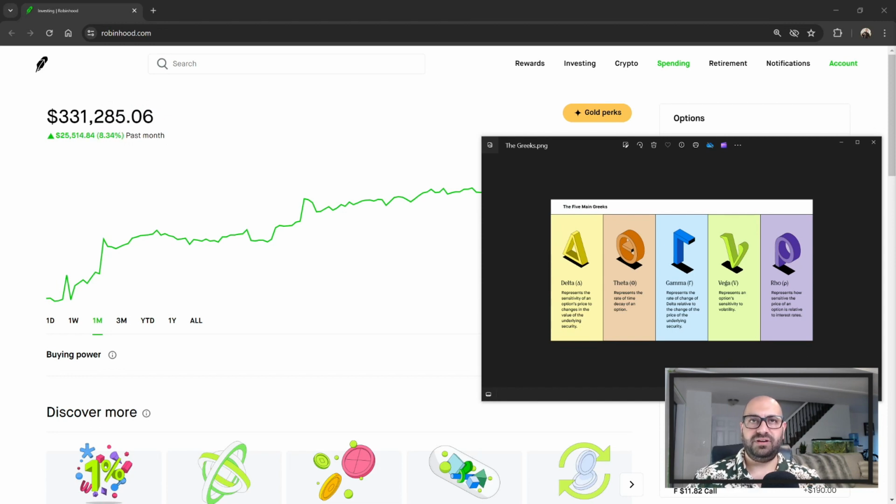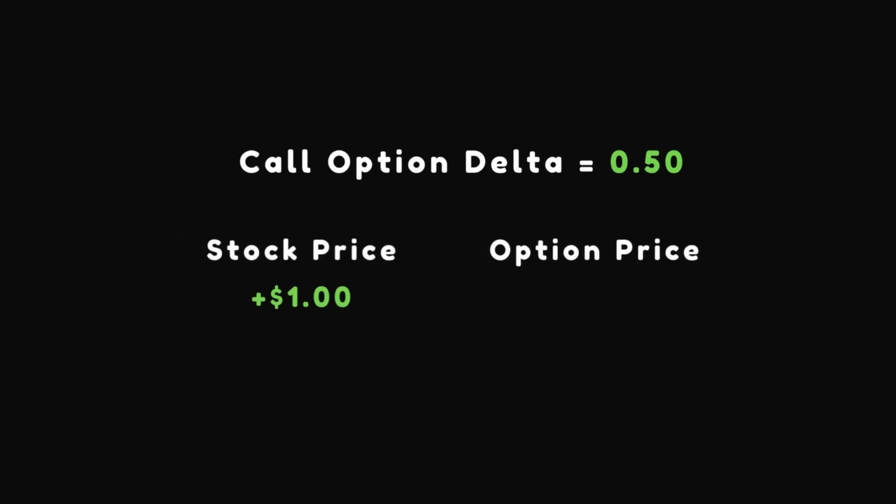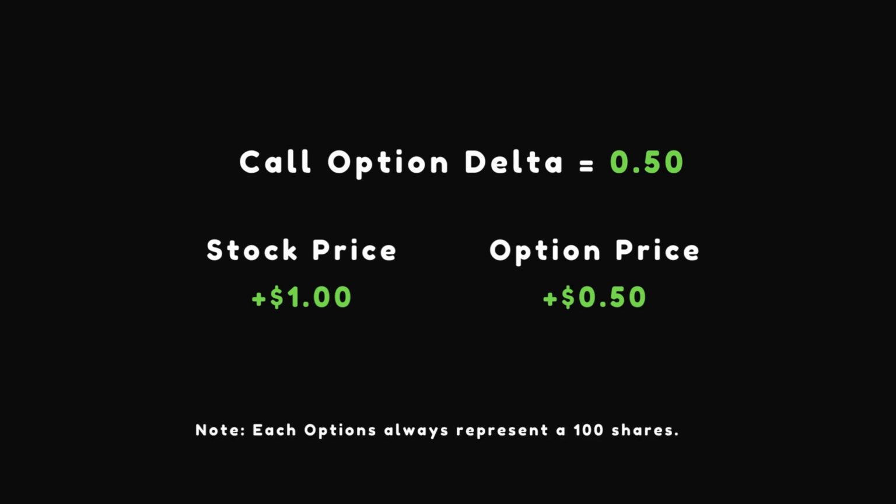Delta. Delta is one of the most important and most used among option Greeks. It measures how much an option price is expected to move for every $1 in the price of the underlying asset. Imagine you have an option that has a delta of 0.5. This means for every $1 increase of the underlying asset, the option price is expected to increase by 50 cents per share or $50 per contract. Remember, each option controls 100 shares. Similarly, if the price of the underlying decreased by $1, the option price would be expected to decrease by $50.